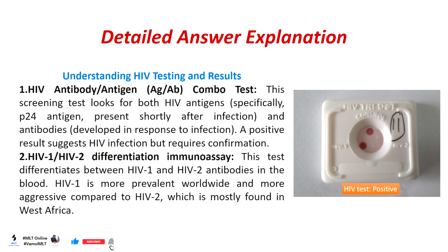HIV-1/HIV-2 differentiation immunoassay. This test differentiates between HIV-1 and HIV-2 antibodies in the blood. HIV-1 is more prevalent worldwide and more aggressive compared to HIV-2, which is mostly found in West Africa.